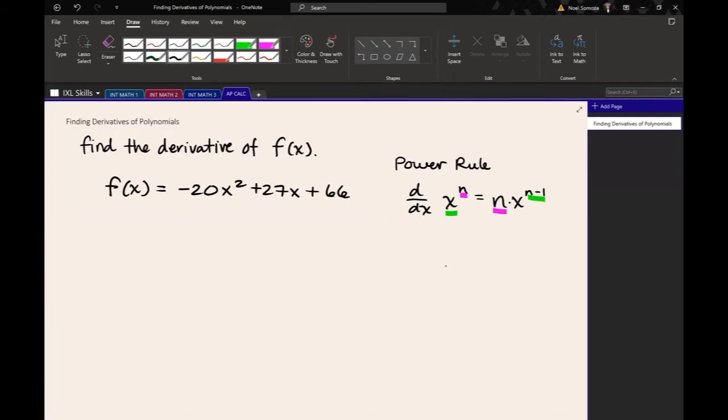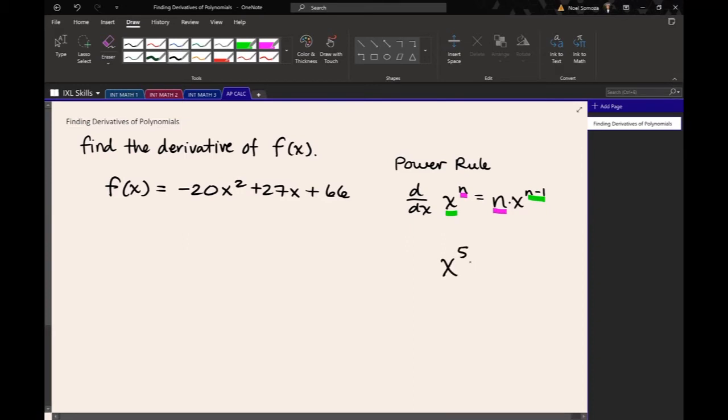It's rather simple. If I give you a basic example, let's say x to the fifth. What this is trying to say is that if I take the derivative of x to the fifth, then 5, which was the power, now becomes the coefficient. So 5 gets brought down to the front times x, and then we subtract 1 from the 5. If we subtract 1 from 5, we get 4. That's the process for the power rule.